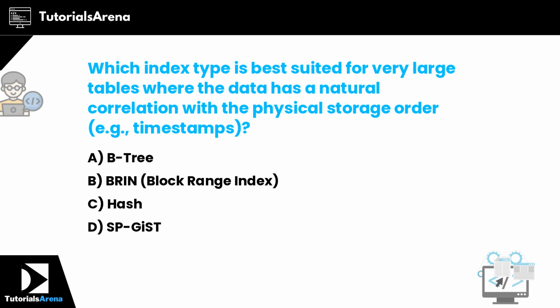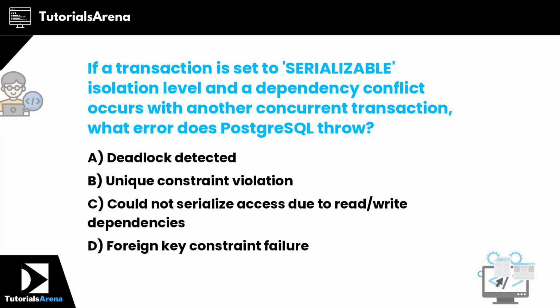Which index type is best suited for very large tables where the data has a natural correlation with the physical storage order, e.g., timestamps? The correct answer is option B, BRIN, block range index. If a transaction is set to serializable isolation level and a dependency conflict occurs with another concurrent transaction, what error does PostgreSQL throw? The correct answer is option C, could not serialize access due to read/write dependencies.